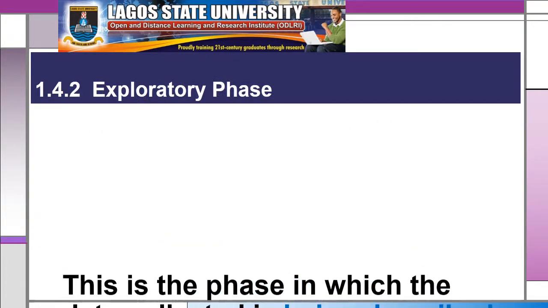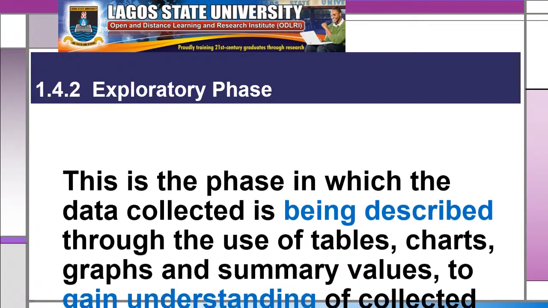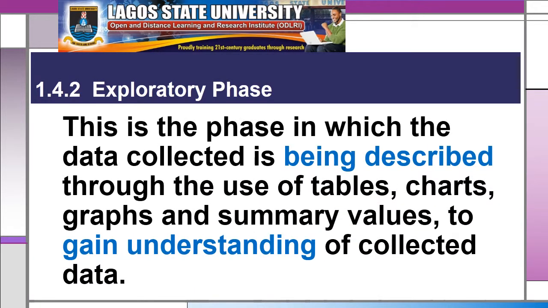The exploratory phase is the phase in which the collected data is to be described, and the objective of this phase is to be able to gain understanding of the collected data. Now, the description of the data is achieved through the approach we call statistical methods, some of which include the use of tables, charts, graphs, and summary values.